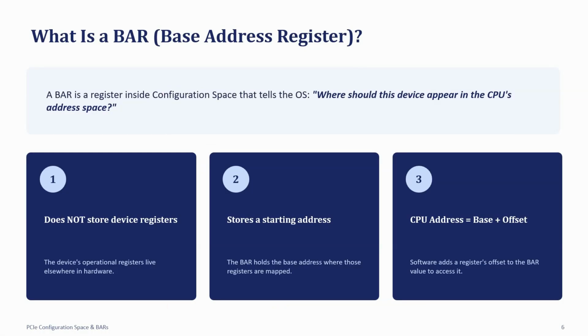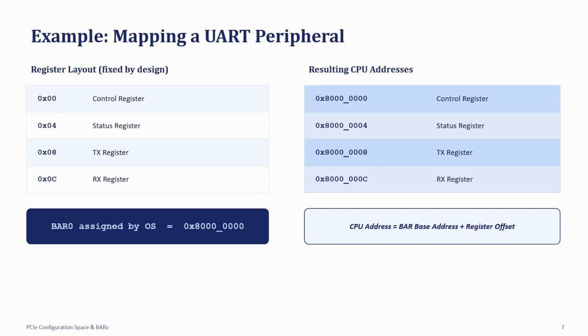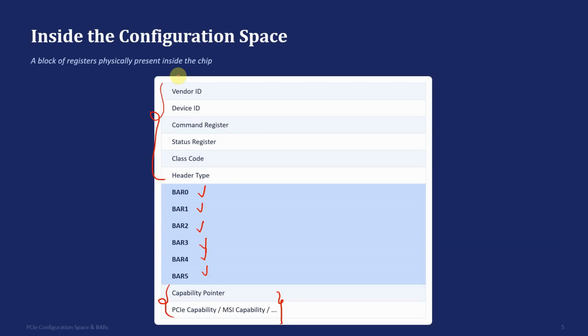Now, this particular BAR stands for base address register, and it is a configuration space register that tells the OS where this device should appear in CPU address space. Now what exactly is this line stating? Let us try to understand it over here. Let's say suppose I have a processor and a particular UART controller kind of device.